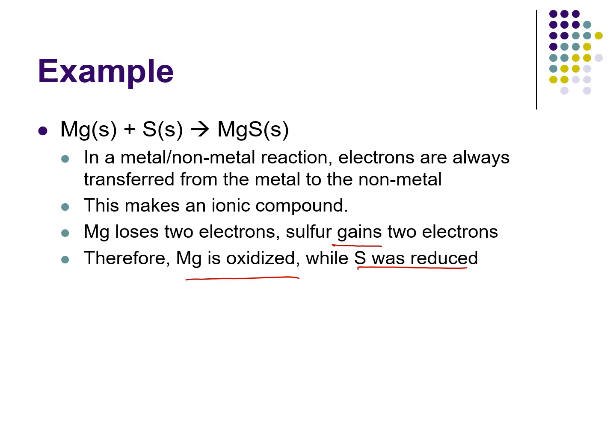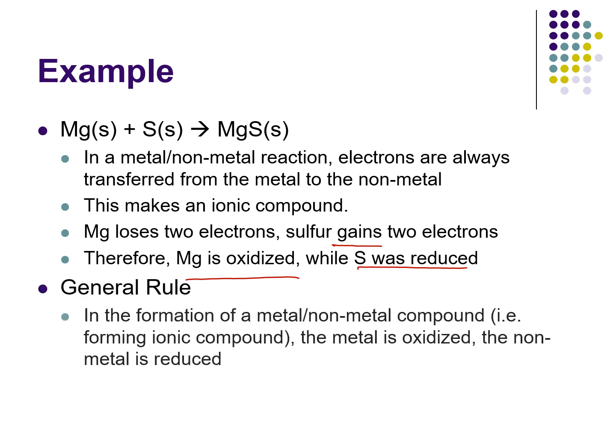So in an ionic compound, it's really easy to see what's going on with oxidation reduction. You can just look at what the charges are. What had to happen to those atoms to make them the charge that they are? And so again, as a general rule, if it's a metal and a nonmetal, so again, we're forming an ionic compound, the metal will be oxidized, the nonmetal is reduced, but again, break it down to what's happening.